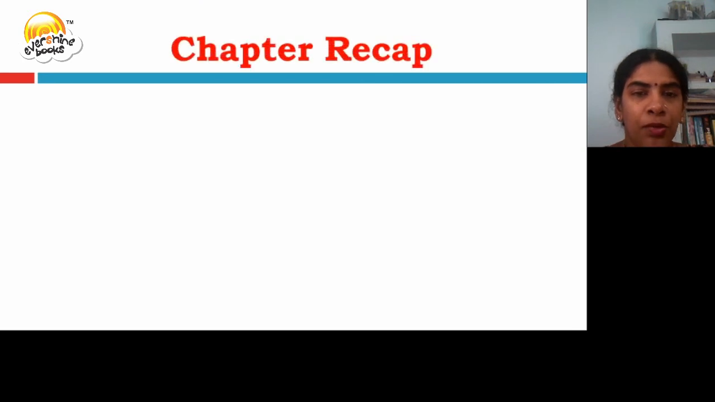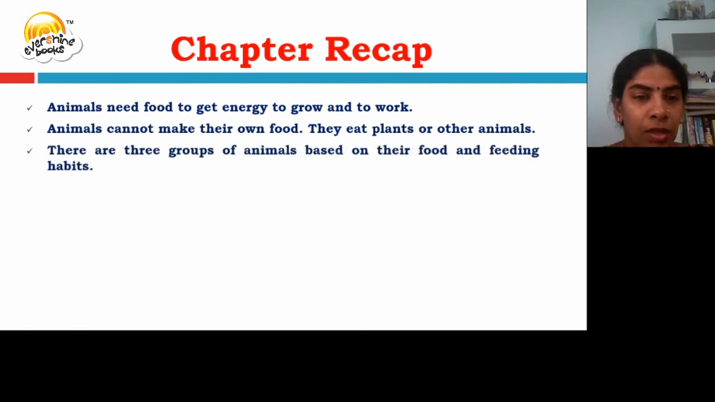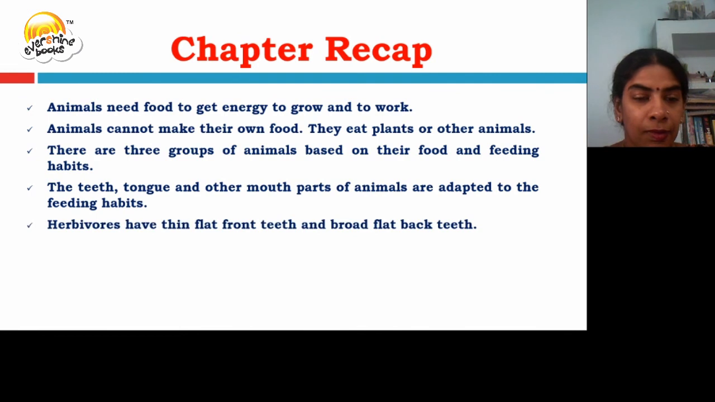Let us have a chapter recap. We saw that animals need food to grow and work. Animals cannot prepare their own food. They eat plants or other animals. There are three groups of animals based on their food and feeding habits. The teeth, tongue, and mouth parts of animals are adapted to their feeding habits.